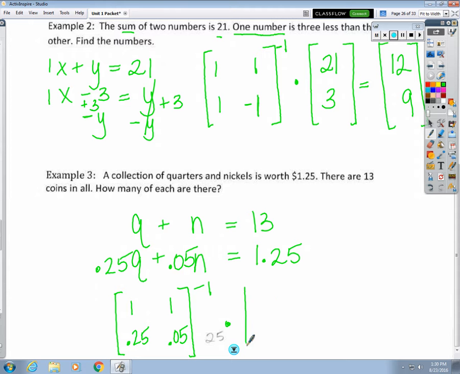Multiply the inverse of the coefficient matrix by the constant matrix, which is your totals. And then type it in. And then always check your answer. Make sure it works. Okay, what'd y'all get?